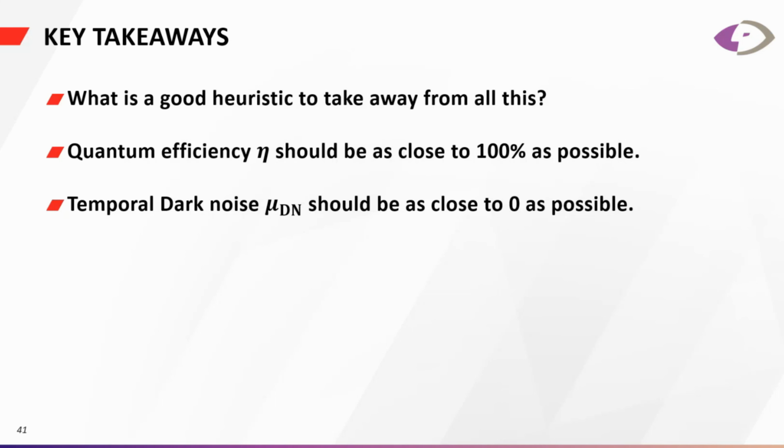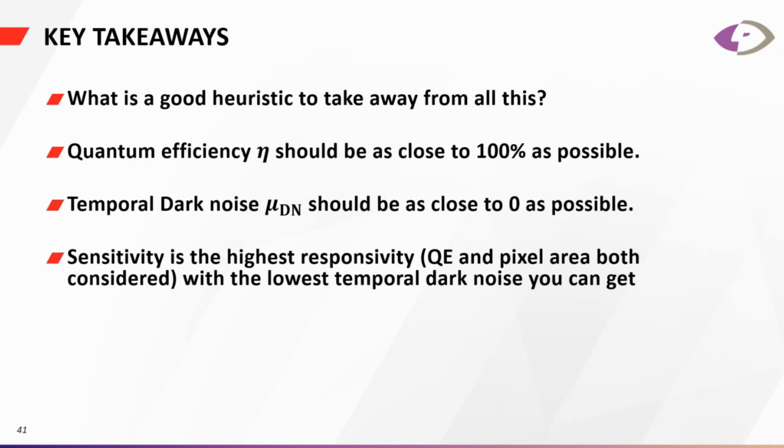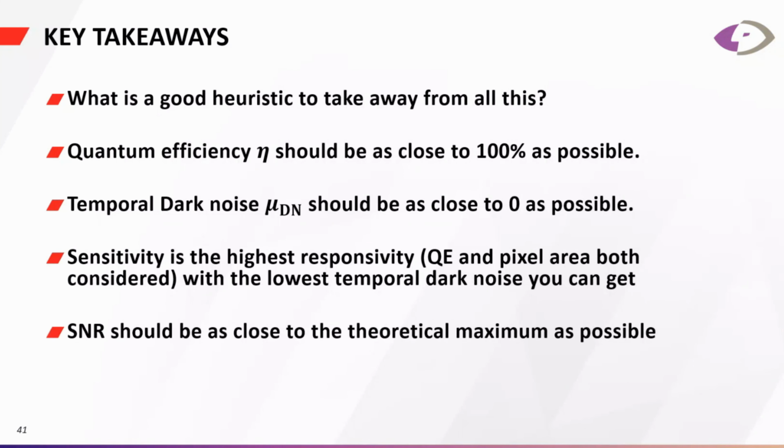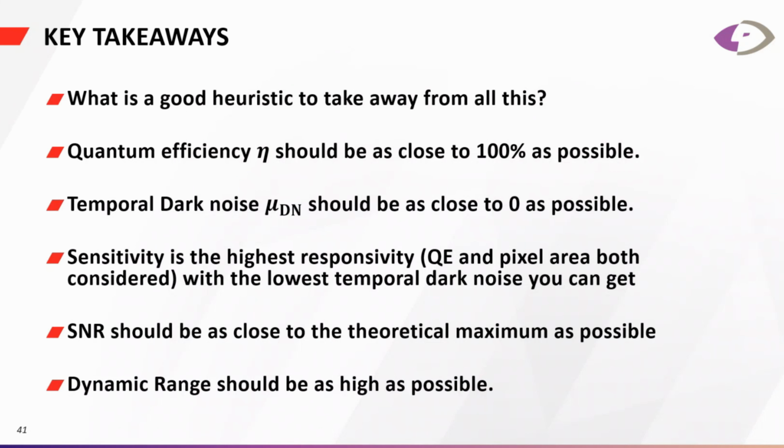Second, the temporal dark noise should be as close to 0 as possible. Third, sensitivity is the highest responsivity, QE and pixel area both considered in there, with the lowest temporal dark noise you can get. Fourth, the SNR should be as close to the theoretical maximum as possible. And last, dynamic range should be as high as possible.